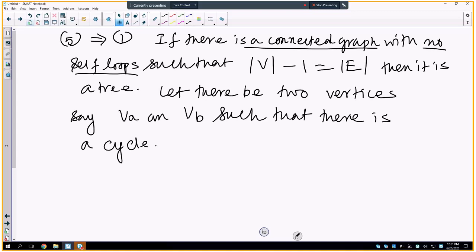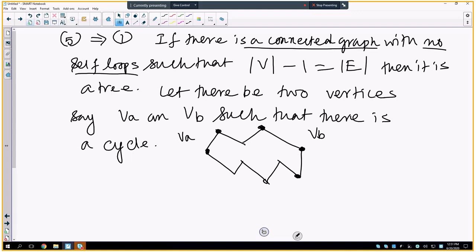This is a situation that is not going to let the graph be a tree, and I'm going to show that that cannot happen. But how? So you have VA and you have VB, and I say that there is a cycle between these 2 vertices. So these are also vertices in the graph.